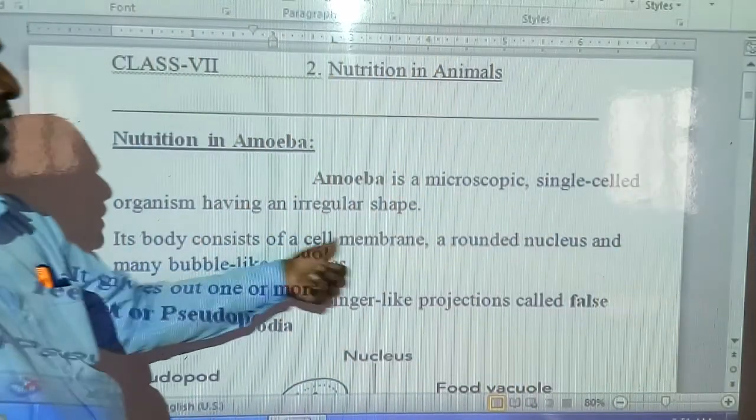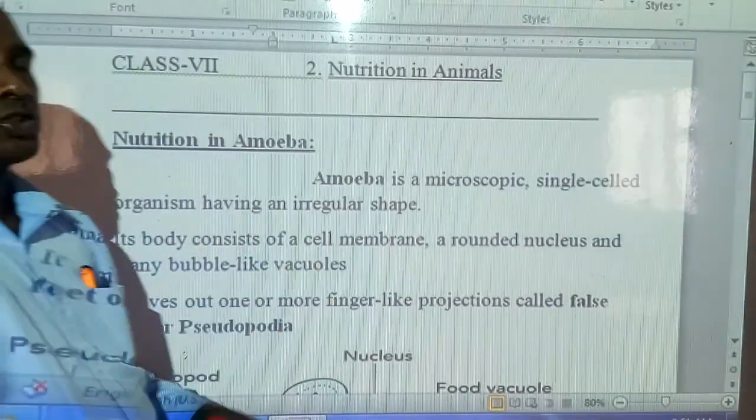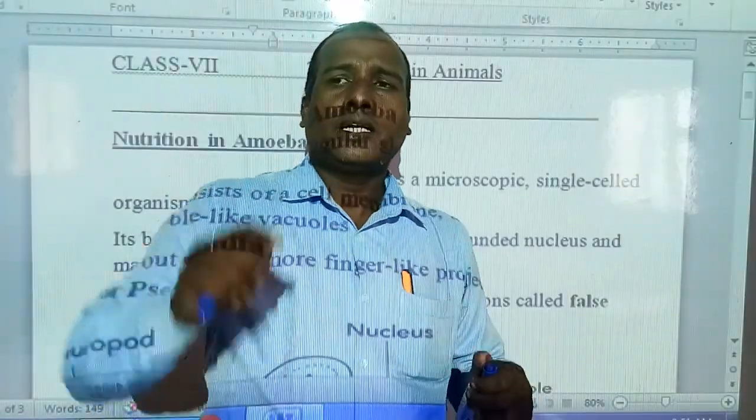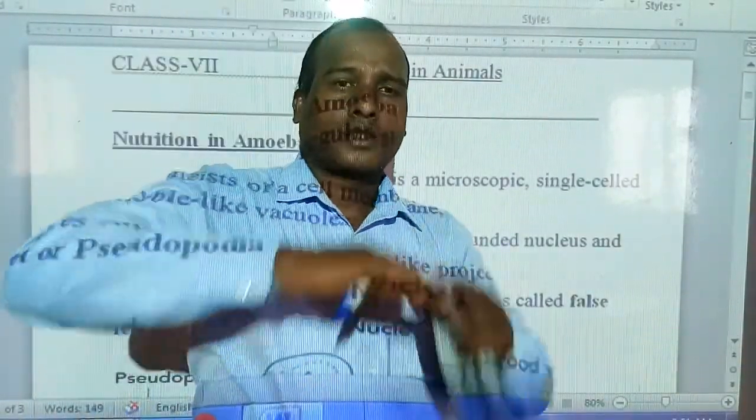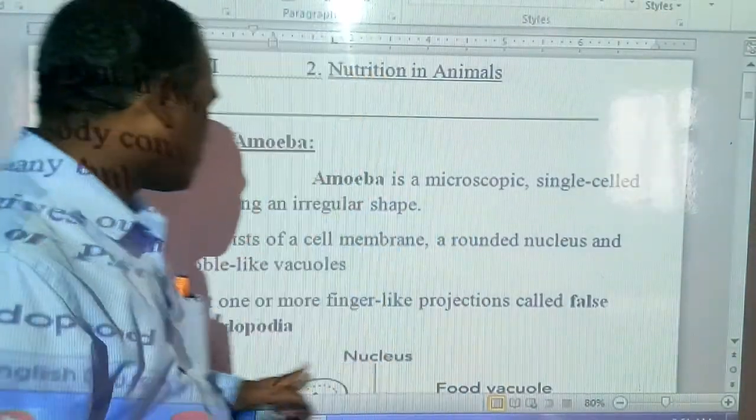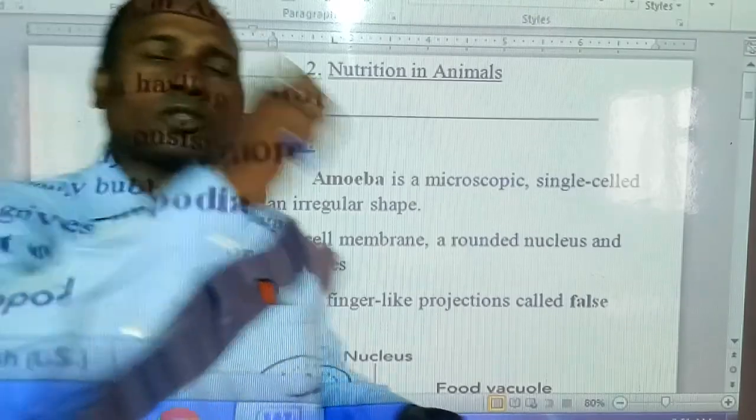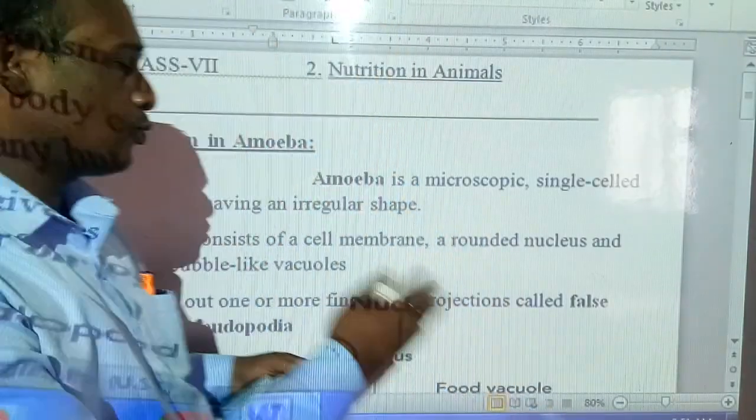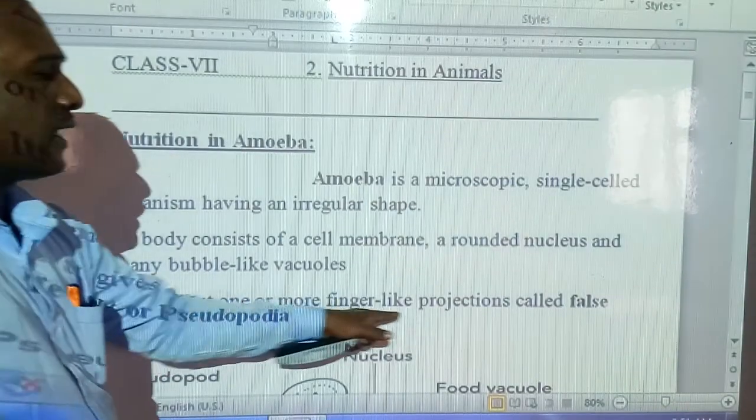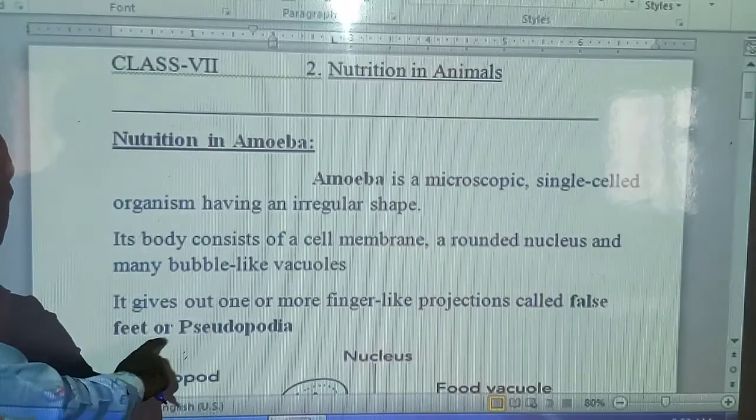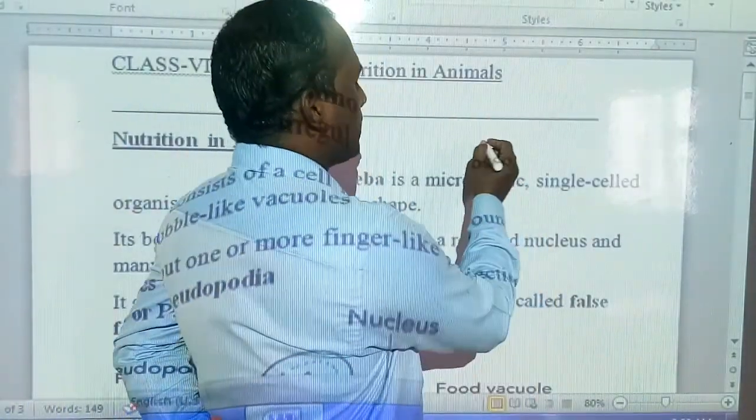Its body consists of a cell membrane around the nucleus and many bubble-like vacuoles. Students, how is it? One nucleus is in the center, covered by one cell membrane, with many bubble-like vacuoles also present in the amoeba. I will show the structure. It gives out one or more finger-like projections called false feet or pseudopodia. I have told you how the amoeba catches its food.